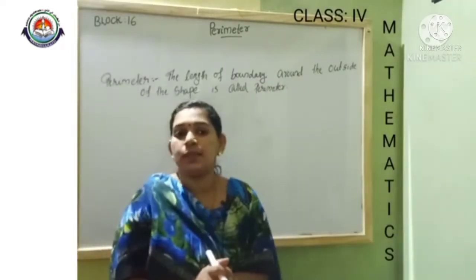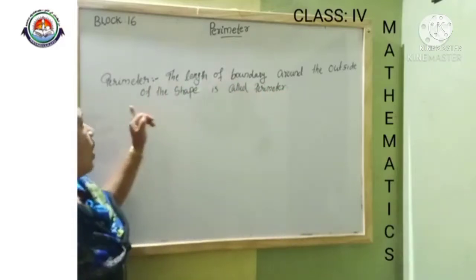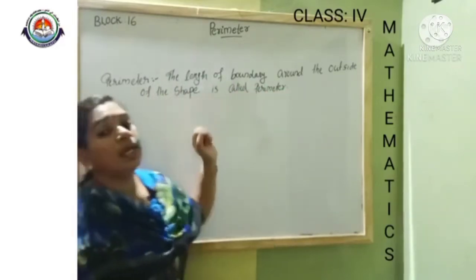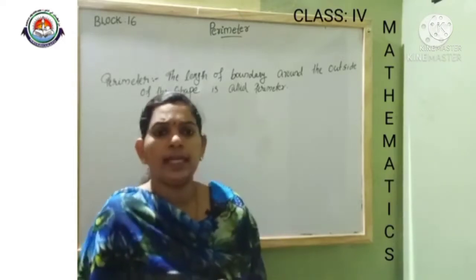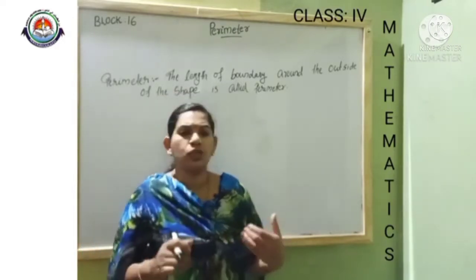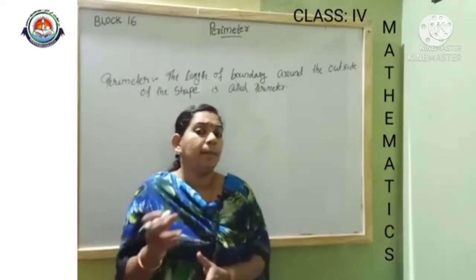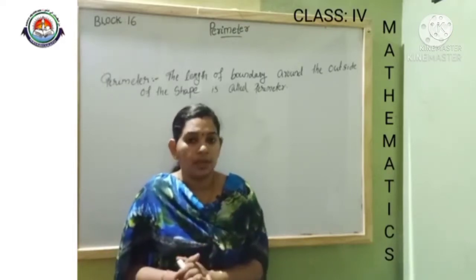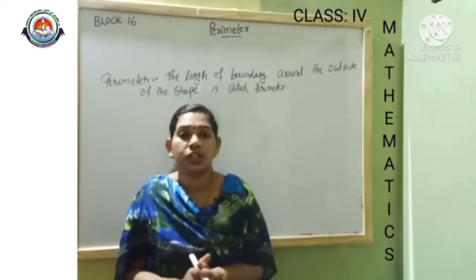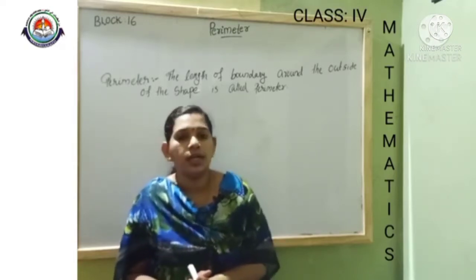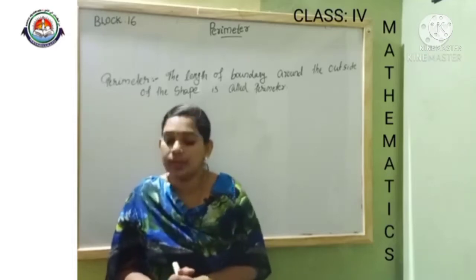Okay, dear children, what is perimeter? The length of boundary around the outside of the shapes is called perimeter. That means the boundary of a shape. Now we are talking about how much lace we needed for pasting on a star. So is a star a regular shape or an irregular shape? Yes, irregular shape. So today we are going to learn how to find the perimeter of irregular shapes.